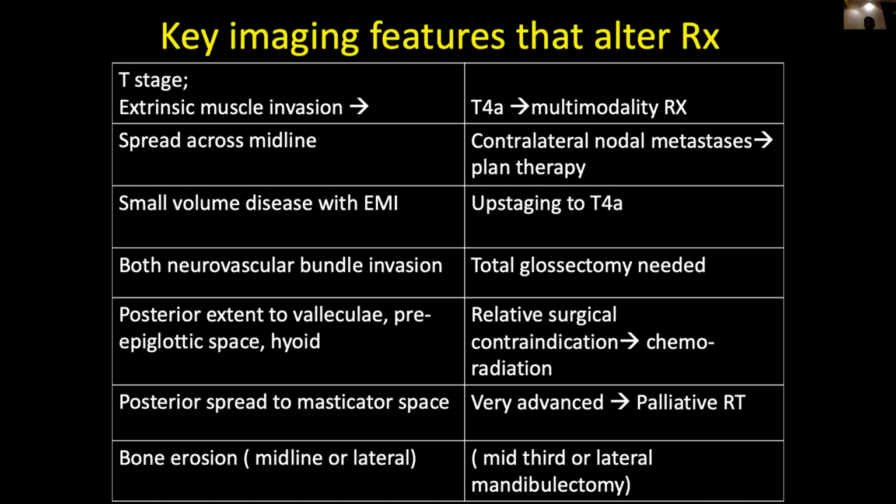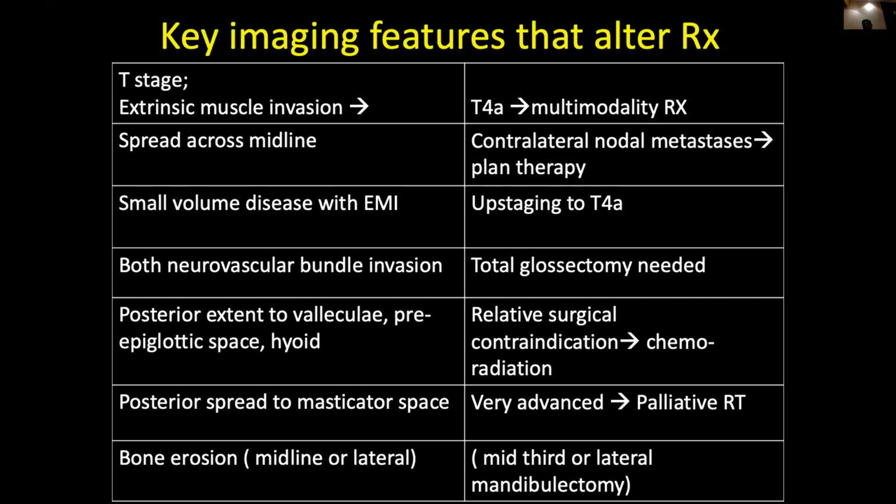If the disease extends into the posterior vallecula, the preepiglottic space or the hyoid bone, it is a relative contraindication and chemoradiation can be given. Posterior spread into the masticator space is very advanced disease. You do not often see tongue disease extending into the masticator space and infratemporal fossa. They are very advanced disease. Usually palliative radiotherapy is the modality of choice.